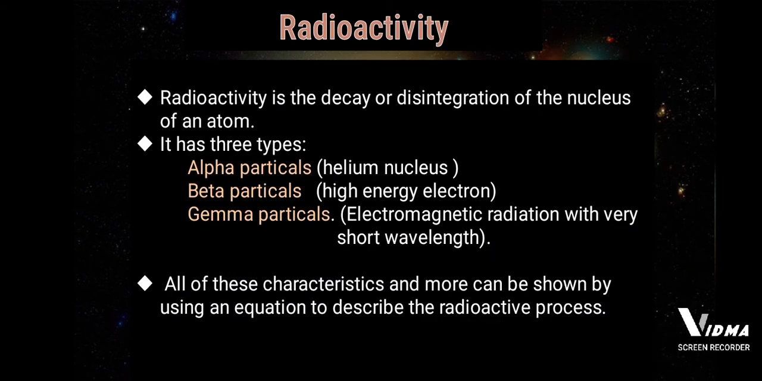The next is radioactivity. Radioactivity is the decay or disintegration of the nucleus of an atom. It has basically 3 types. First is the alpha particle, which is a helium nucleus. Second is the beta particle, like high energy electrons, and the third is the gamma ray, like electromagnetic radiation with a very short wavelength. All of these characteristics and more can be shown by using an equation to describe the radioactive process.